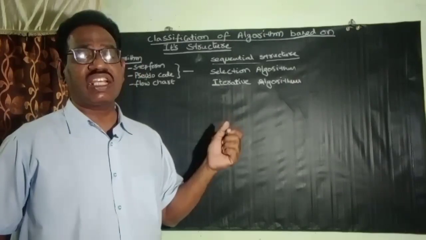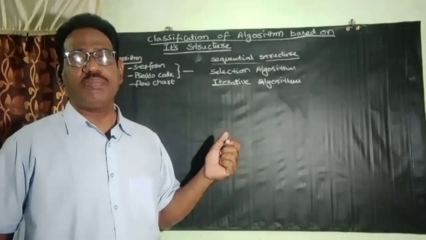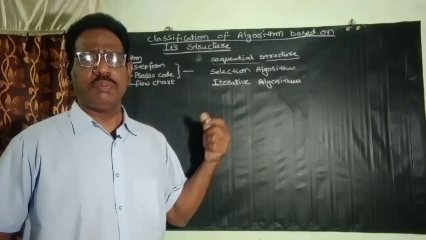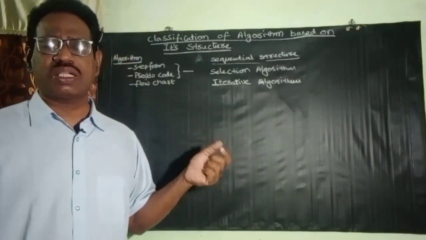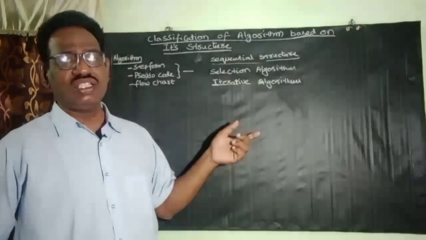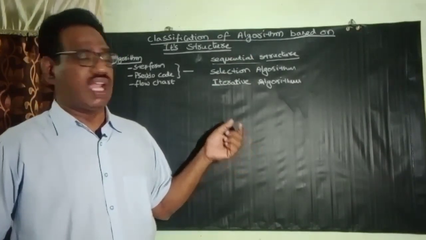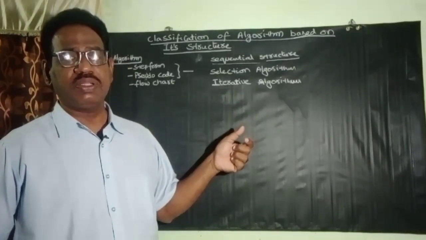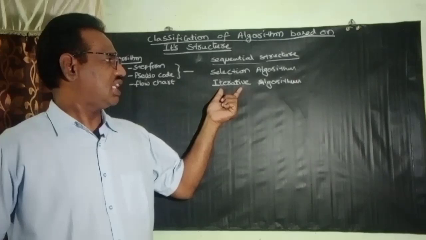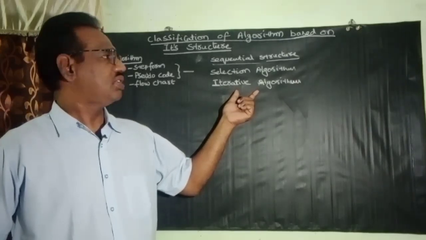Next is the iterative type algorithm. In this one, we repeat the same operation, a particular statement, n number of times. In the algorithm, we write the procedure step by step, and that particular statement is repeated for getting the solution. If that is the case, it is called an iterative type algorithm.